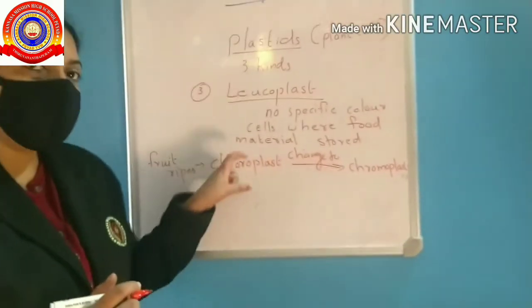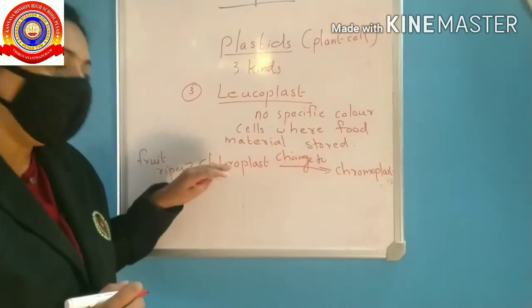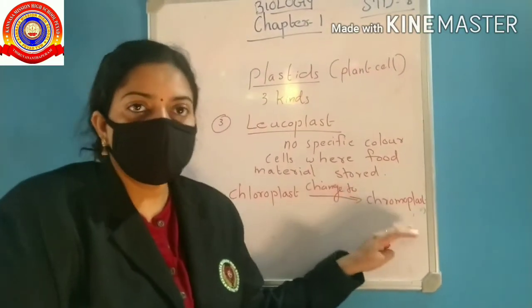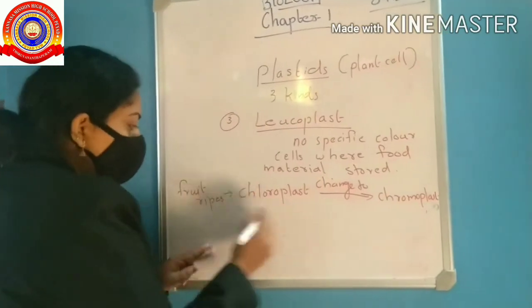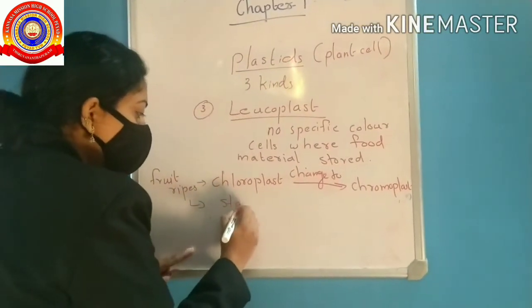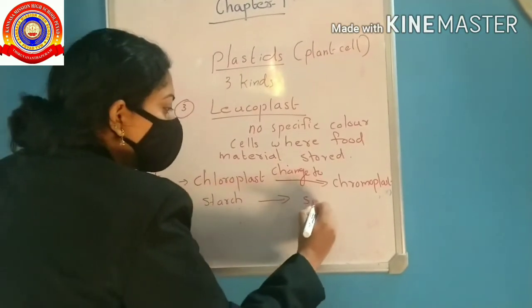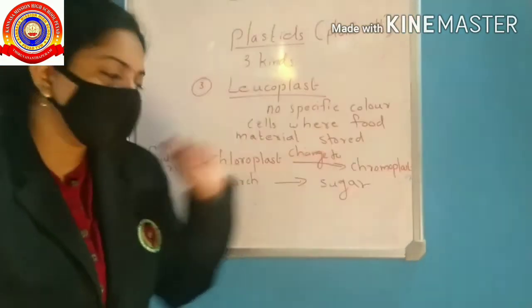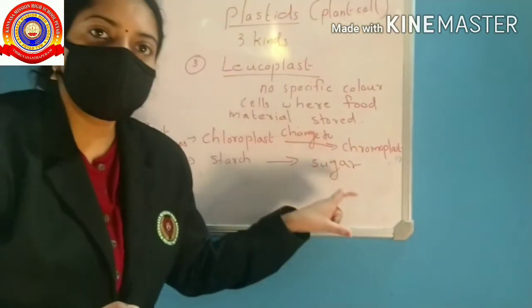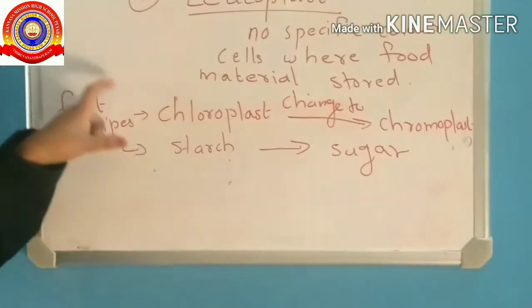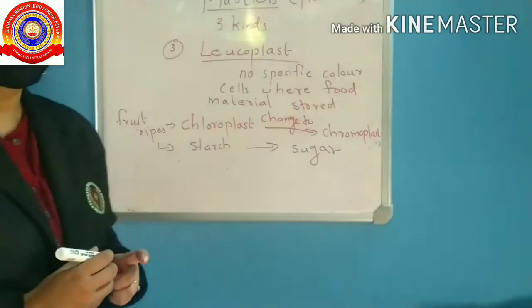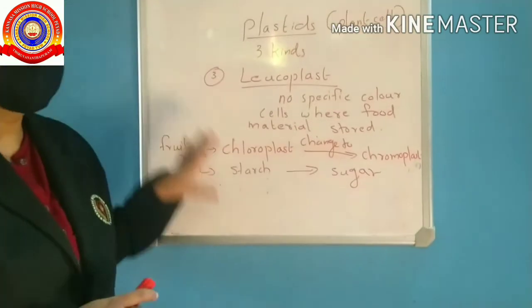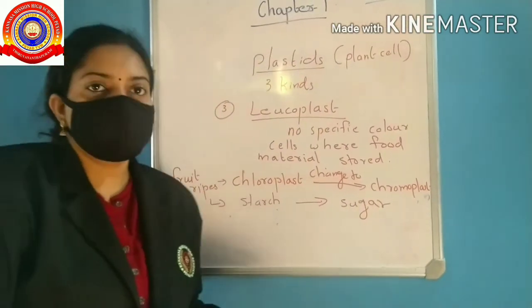In plants, when fruits ripen, the chloroplast changes to chromoplast. For example, a green mango, when it ripens, changes into a yellow mango. That is, the chloroplast has changed to the chromoplast. When the fruit ripens, the starch is also converted to sugar. This is the secret behind the change in the color and taste of fruits.